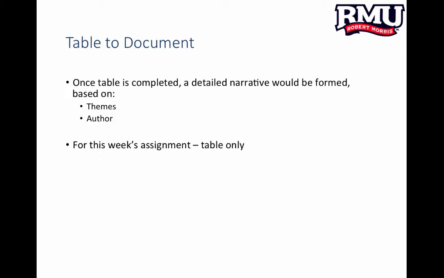But sometimes if you only have 3 or 4 articles, you're not able to create themes. Or that could also be how you find that you don't have your topic narrowed enough, if you're not able to create themes because the articles are very disparate. So you may find that that's why your topic is not quite narrow enough yet. You need to narrow it down more. So once you have your table completed, then you would create a detailed narrative based on themes or the author, if that's the way you need to go. But for purposes of this week's assignment, we're only going to be completing the table.